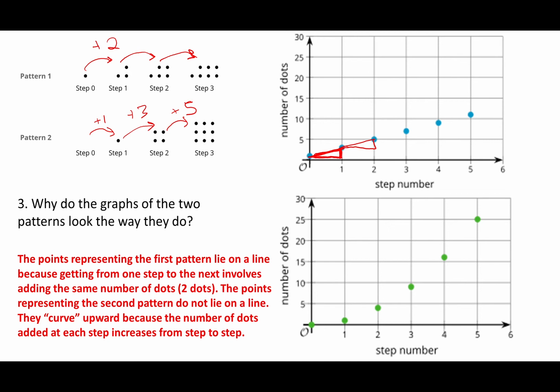So because of that, our pattern 2, when we graph the points for how many dots are in each step number of that pattern, it's going to curve, and that's going upwards. It's like it's growing steeper than it would have if it just started on this linear function. It's starting to grow faster and faster.